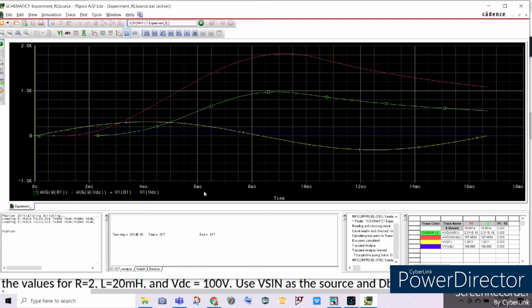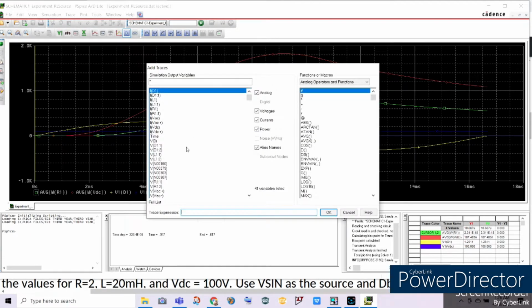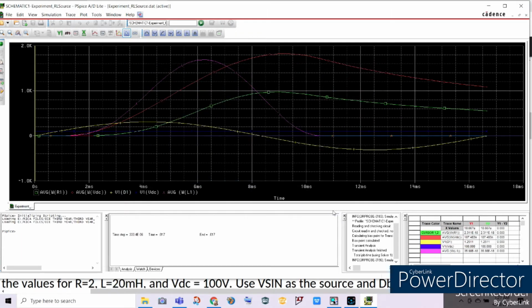Now, to understand another parameter on our output waveforms, let's add another trace: the average power absorbed by our inductor. So let's find it here. This one. Let's enclose it with parentheses, and then plot it. As you can see, the pink waveform here is the power absorbed by our inductor.